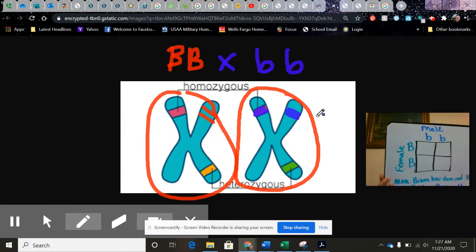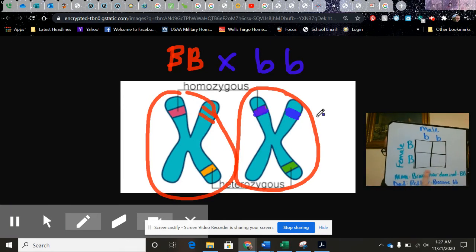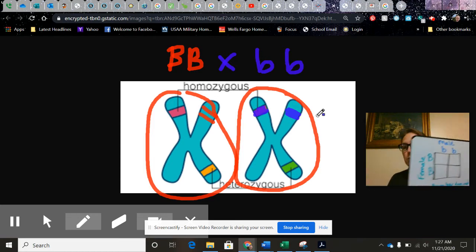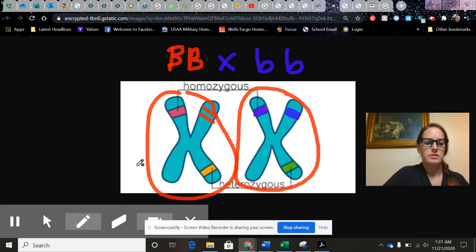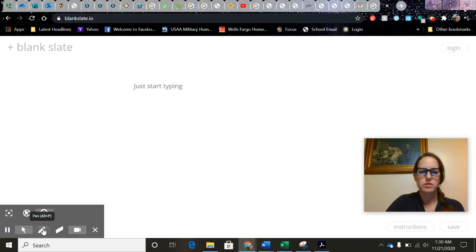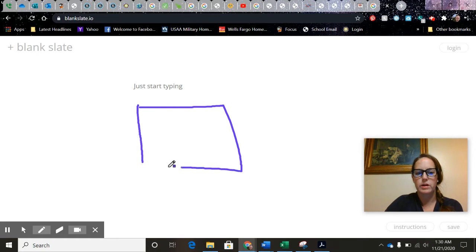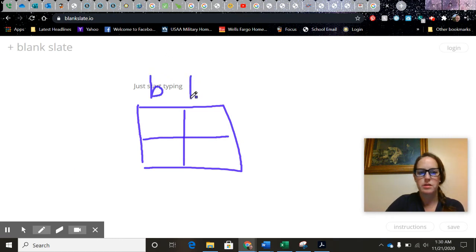So you can see that we took mom's trait, big B, big B, and put it on the side, and dad's trait and put it across the top. And now we're going to combine it. Okay, so in this case, we have our Punnett square. Forgive my bad drawing skills. And we said that dad was little b, while mom is going to be dominant with big B, big B.